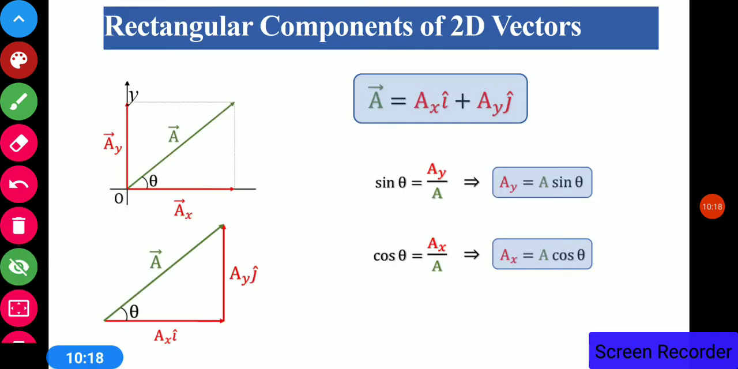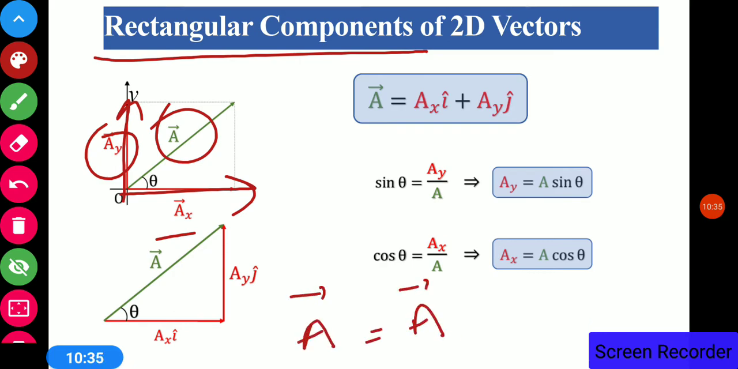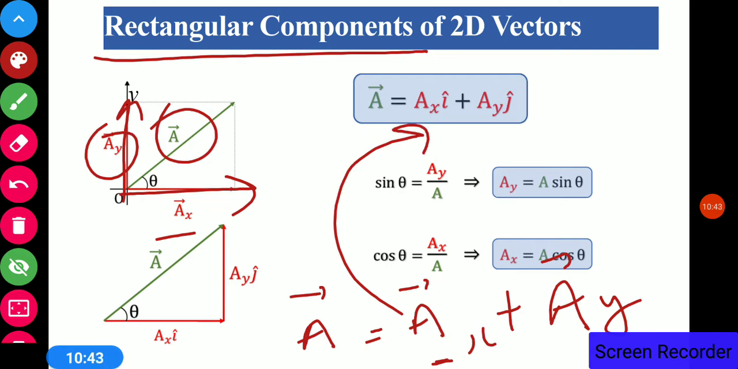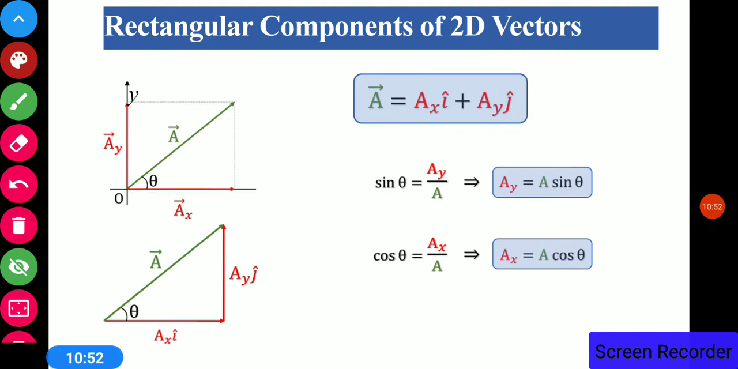Similarly, the vector can be resolved along the two axes, that is the rectangular components. So vector A can be resolved along the x-axis, that is vector Ax, and along the y-axis, that is vector Ay. So we can say that vector A is equal to vector Ax plus vector Ay. Now Ax can be represented as Ax i cap, Ay can be represented as Ay j cap. So we can write A is equal to Ax i cap plus Ay j cap.